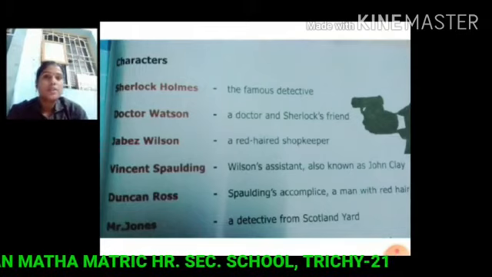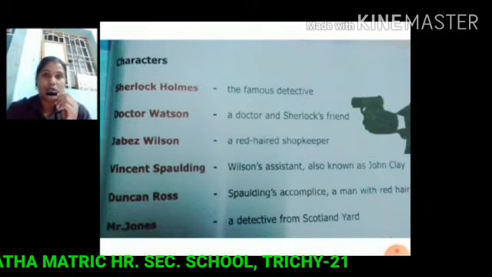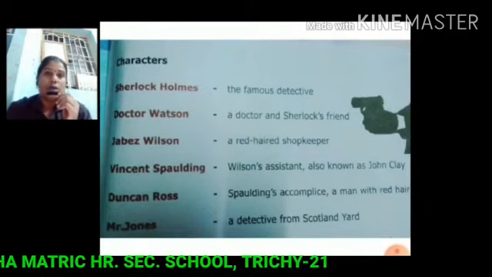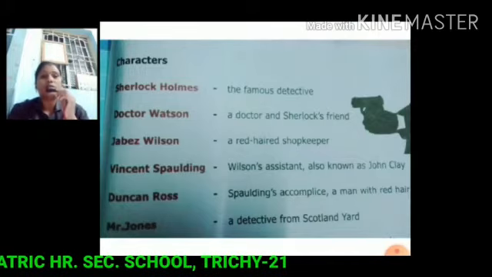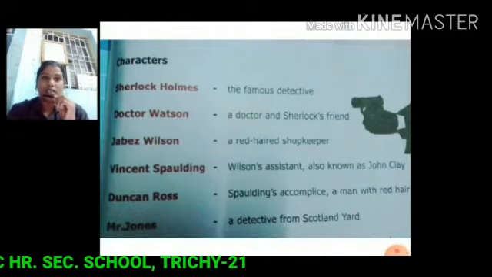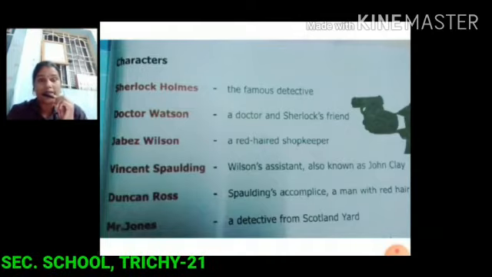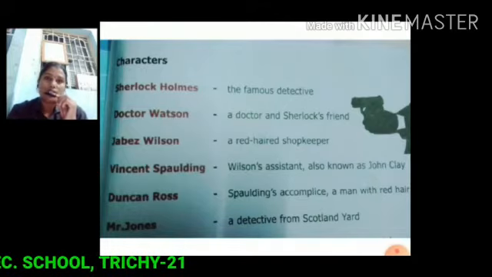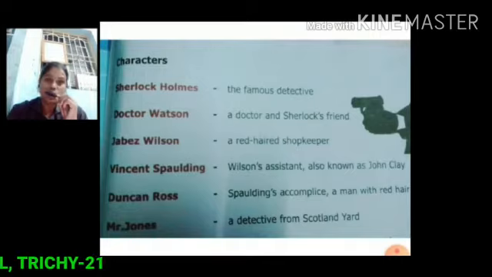Sherlock Holmes, the famous detective. He is the hero of this story. Okay. Dr. Watson, a doctor. He is a doctor and Sherlock Holmes' friend also.